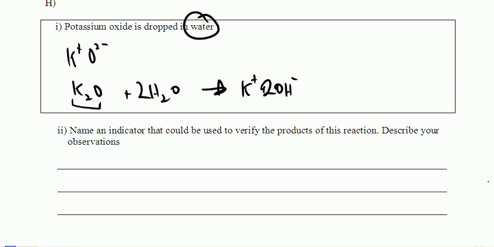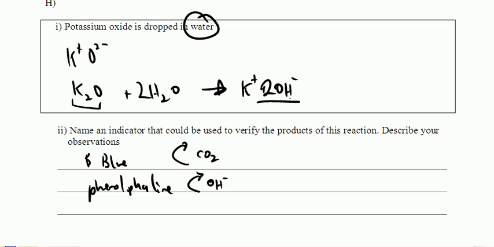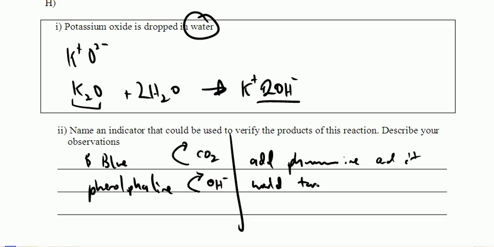Name the indicator that could be used to verify the products. Okay, so we have bromothymol blue, and we have this thing I can't spell, phenolphthalein. Bromothymol blue turns color in carbon dioxide. Phenolphthalein turns color in hydroxide, and that's what I have. So the answer is you could add phenolphthalein and it would turn pink due to OH- production.